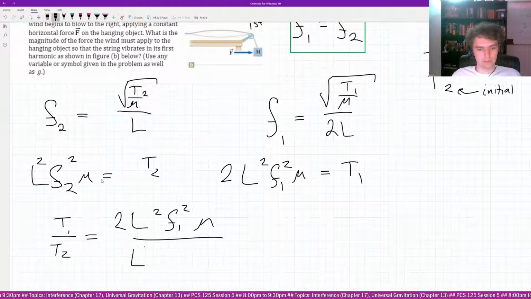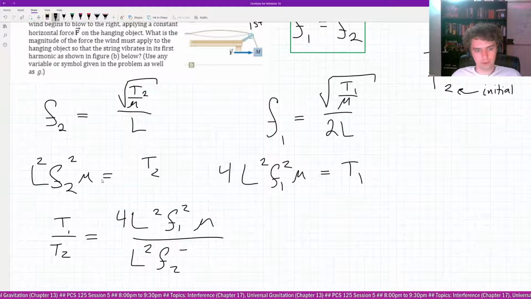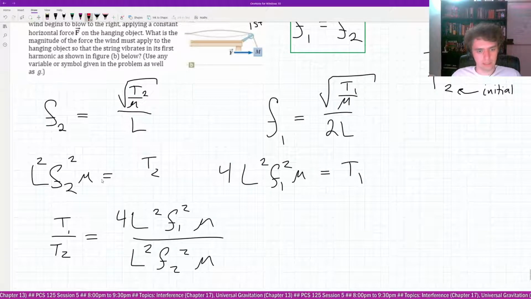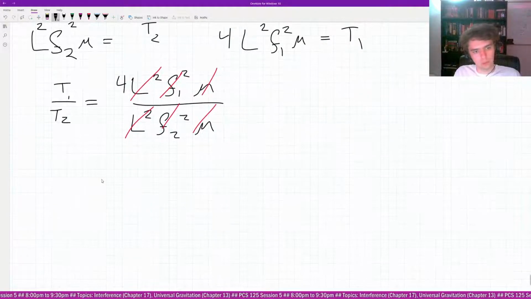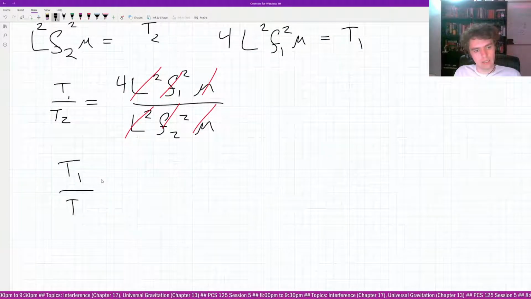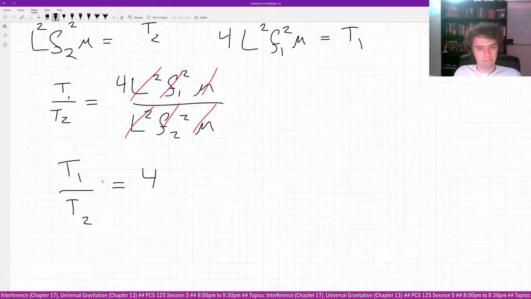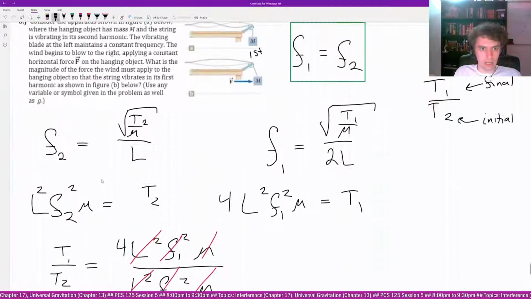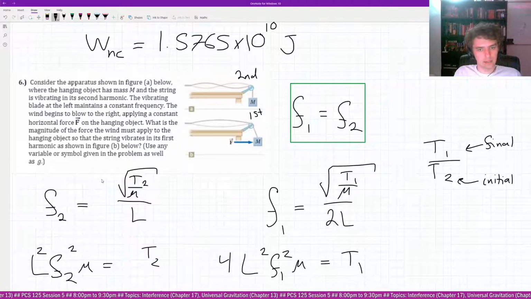Would that 2 be squared? Yeah, it'd be 4. You're right. 4 L squared F2 squared mu. So everything cancels here except the 4. So what we know is that T1 is 4 times as big as T2, right? So I just need to find what the tension is here and multiply that by 4, and that's the tension that needs to be here.